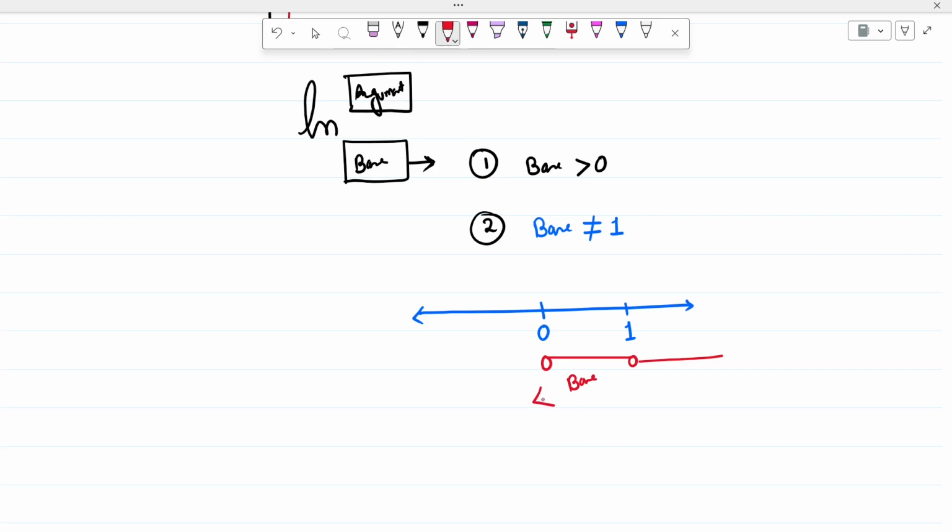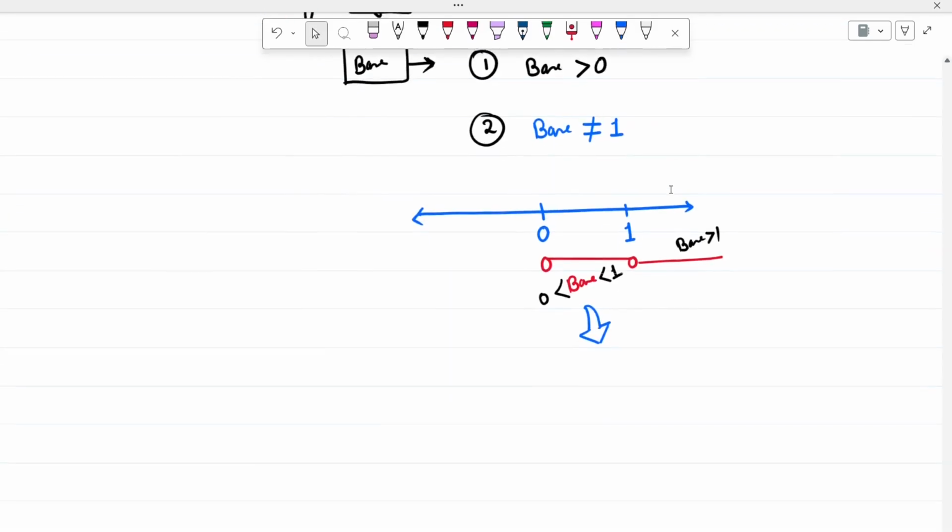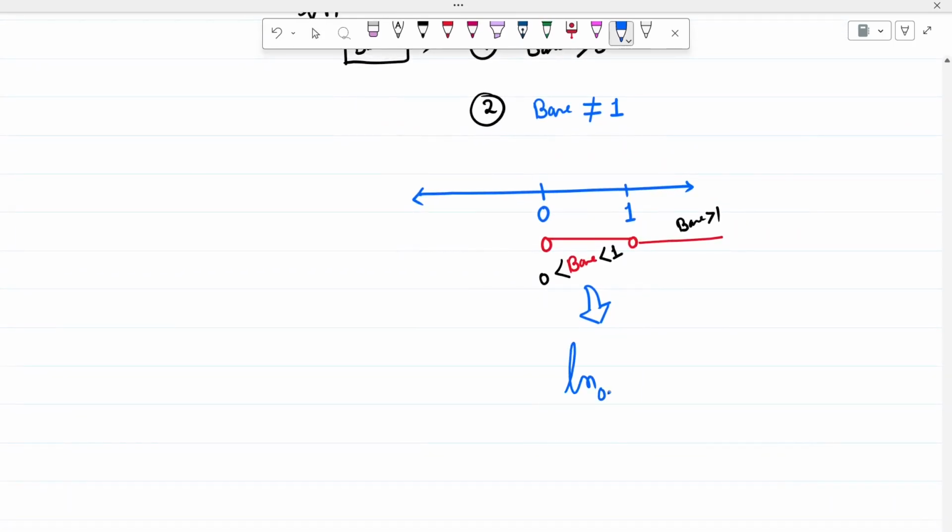Your base is lying between 0 and 1, or your base is greater than 1. Base 1 is not allowed. This is very, very important. The nature of the graph will be different for these two bases. Let me show you. For example, if we plot ln 0.1x for this one, and for this, suppose we are plotting ln ex. e is 2.71. This is for base greater than 1.